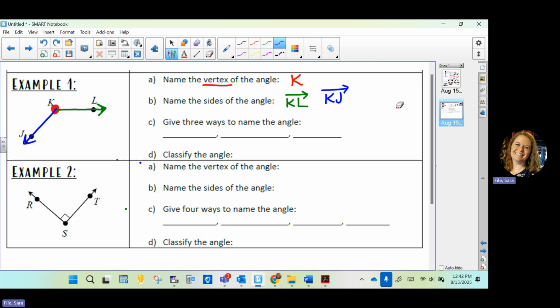Now I want to name this angle three different ways. How could I name this angle? LKJ. Say that one again. JKL, good. So you could go either direction, but notice what's in the middle of both of those? The K. The K is always in the middle because it's the vertex. Okay, and what's the last way I could name this?